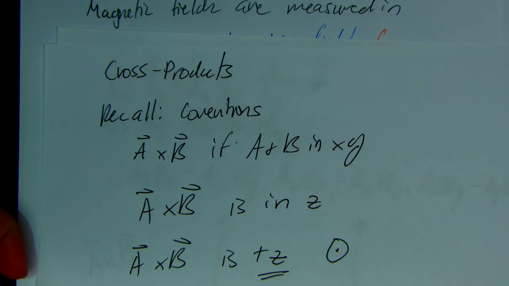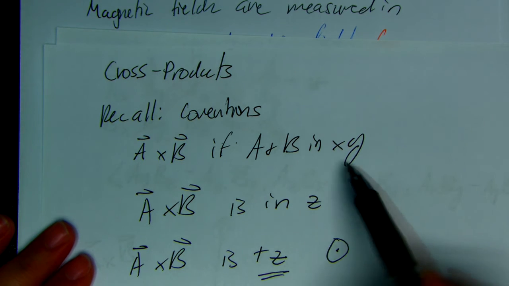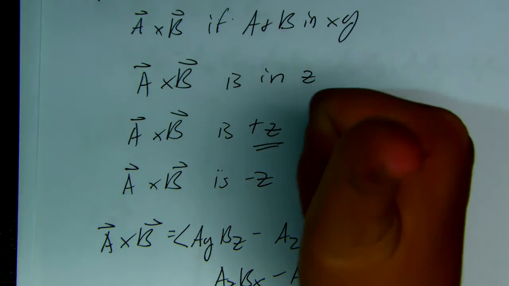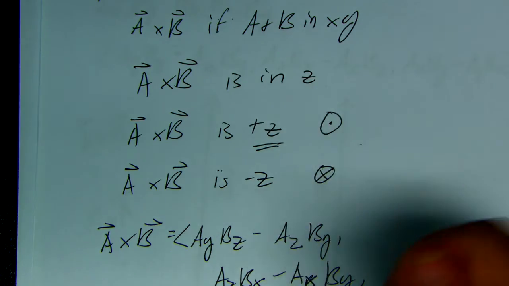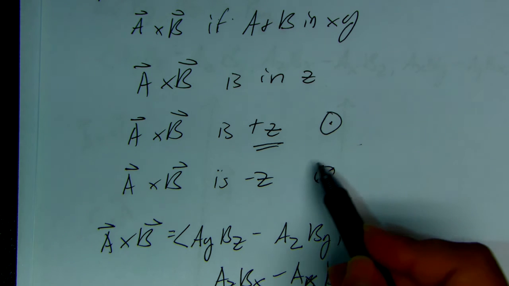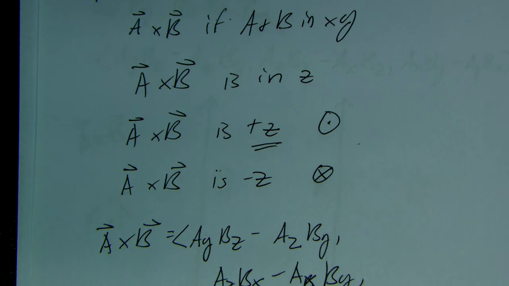So a cross product, if we recall, A cross B, if A and B are in X and Y, then A cross B will be in Z. If A cross B is in positive Z, then we write it as a little circle with a dot, and that means the arrow is coming out towards you, so it's coming out of the page, out of the board, out of the book, and it stands for positive Z. If A cross B is a negative Z, you'll see this symbol here. Those are the tail feathers of the arrow. So that means the result is pointing into the board, into the book, into the page, etc.